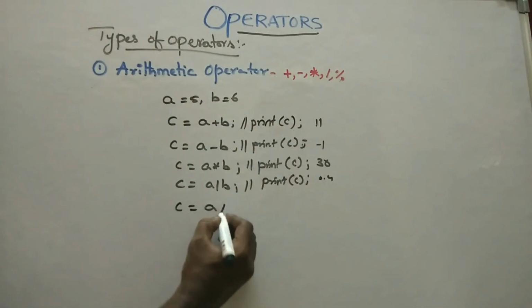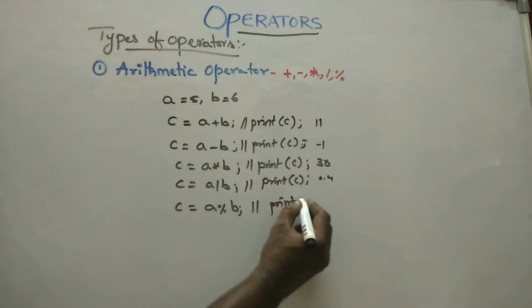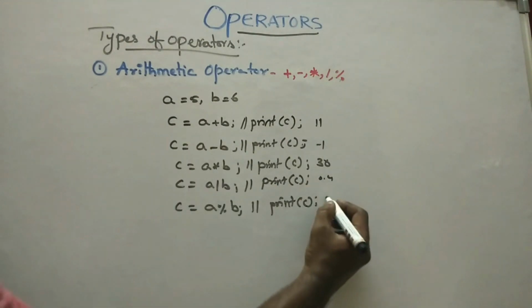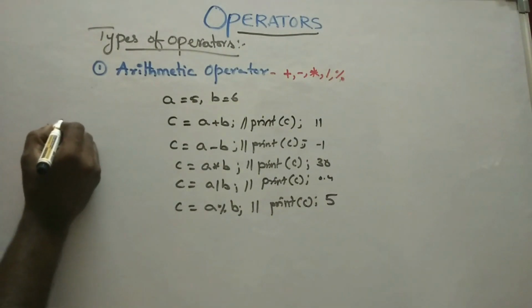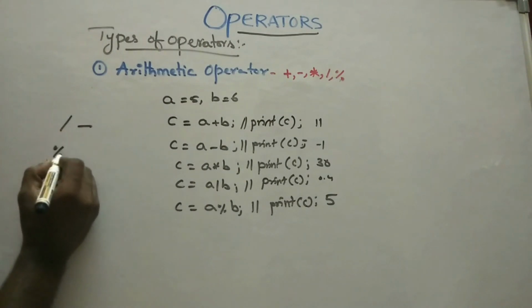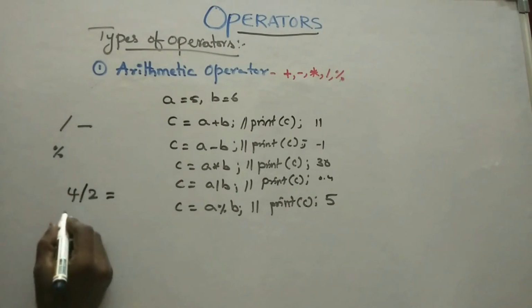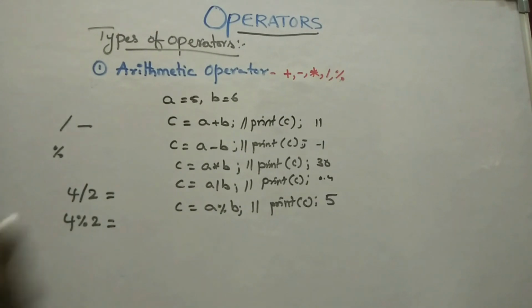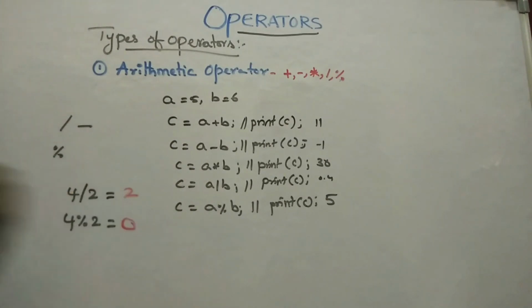Suppose c equal to a modulo division by b. If we print the value of c, what is the output? 5 modulo division by 6, the output is 5. Here I will explain one thing. What is the difference between normal division and modular division? Suppose for example 4 by 2, what is the result? And 4 modulo division by 2, what is the result? In 4 by 2, the result is 2, and 4 modulo division by 2, the result is 0.